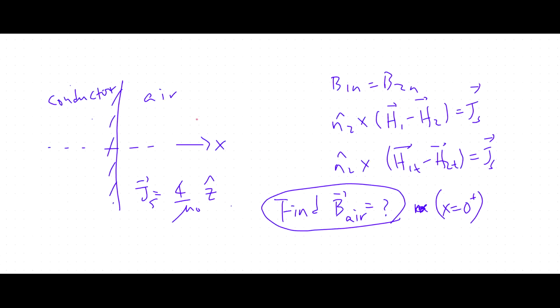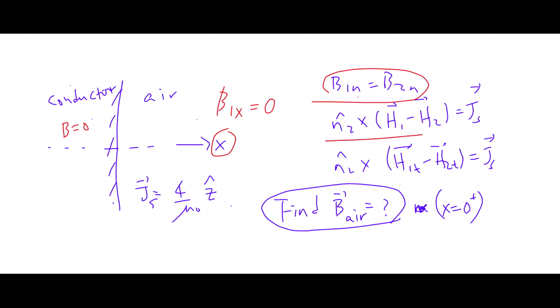So let's see what we do with this, right? The first formula tells us the normal components would be the same. So because B is 0 inside the conductor, the normal component is the X component. That means B1X must be equal to 0, right? Okay, so good. And then the second one, you can look at either one, doesn't matter. Let's look at this one.